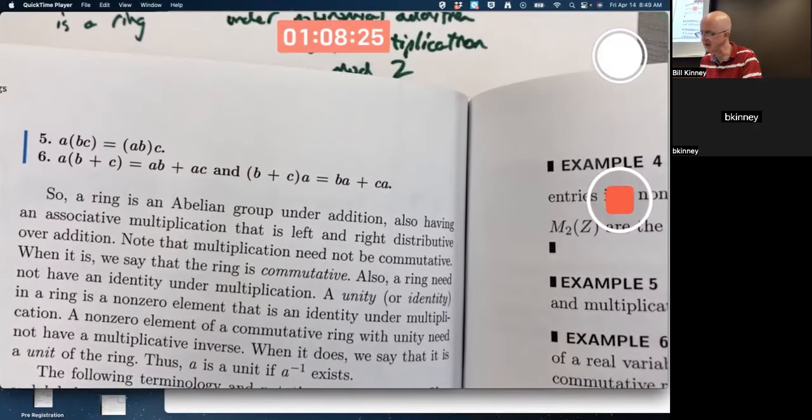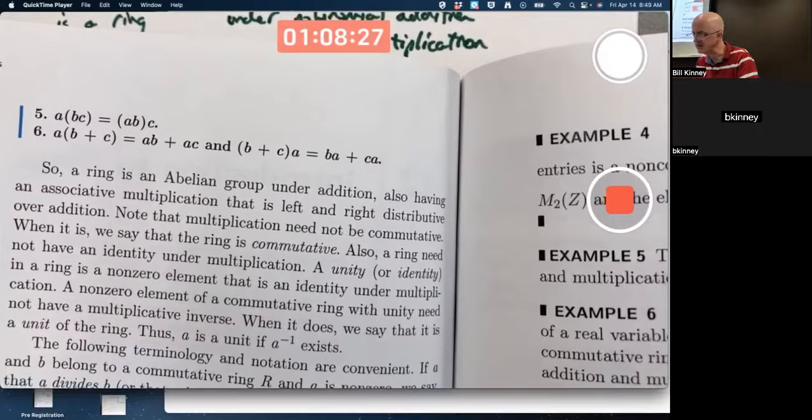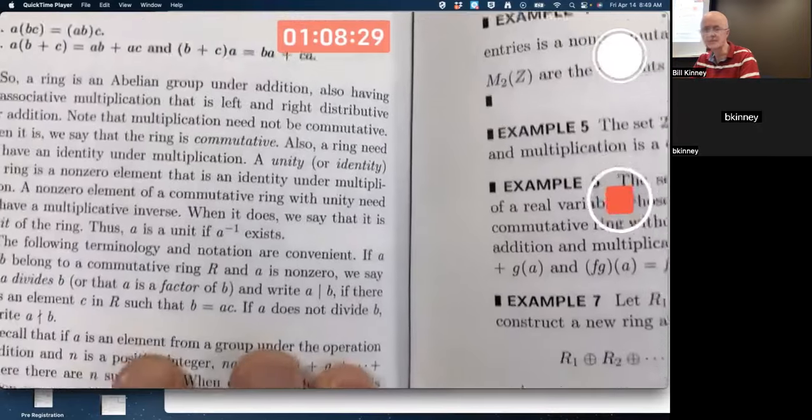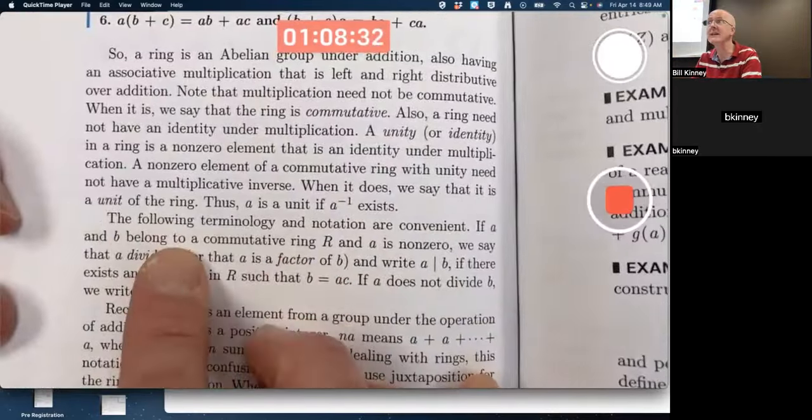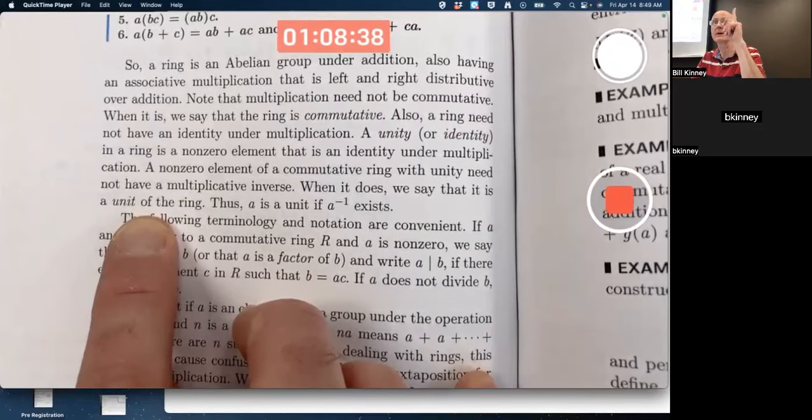One other quick bit of notation or terminology. When an element does have a multiplicative inverse, we call it a unit. Unity means the multiplicative identity itself, the 1. Unit means it's an element that has a multiplicative inverse. Easy to get those terms confused.